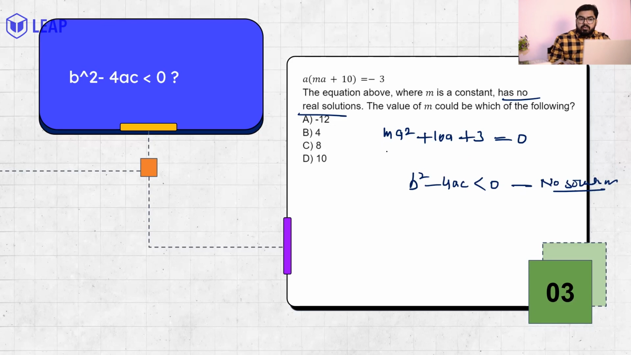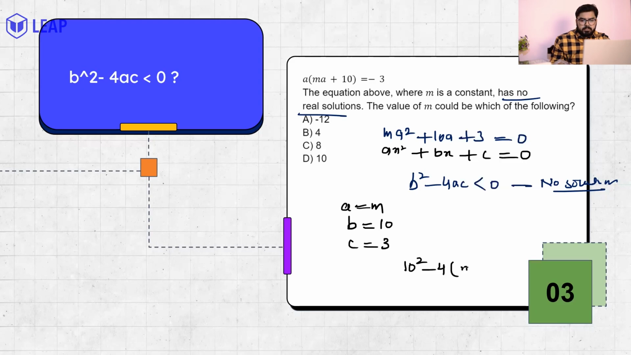Now compare it with the standard form. What is the standard form? The standard form is ax square plus bx plus c equal to 0. So what is a? A is m. What is b? B is 10. What is c? C is 3. Now just put it in the formula. b square minus 4ac less than 0. So it's going to be 100 minus 12m less than 0.